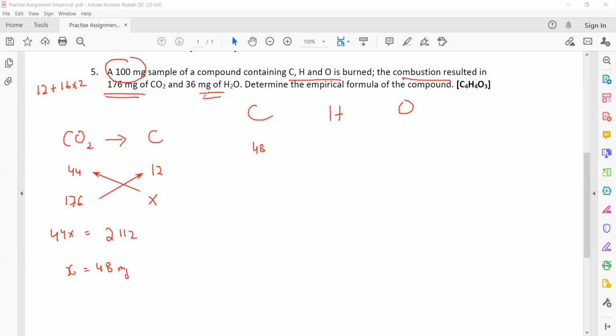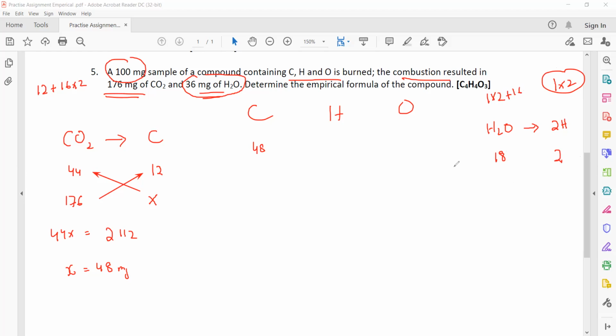Then we have the water, 36 milligrams of water. Water is H2O. So if we have one molecule of water, how many hydrogen are there? 2 hydrogen. One molecule of water contains 2 hydrogen. And what is the mass of one molecule of water? That is 1 multiplied by 2 plus oxygen 16, so the mass of one molecule of water is 18. So if 18 grams or milligrams of water is there, what is the mass of hydrogen? That is 2, because one hydrogen mass is 1 multiplied by 2. So if we have 18 milligrams of water, it will have 2 milligrams of hydrogen.